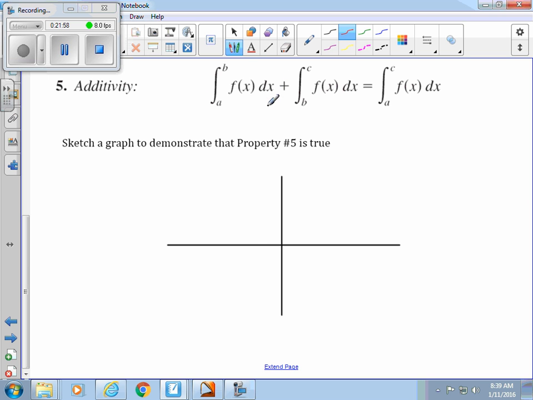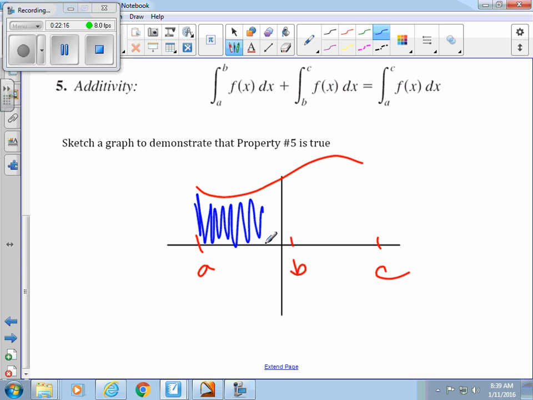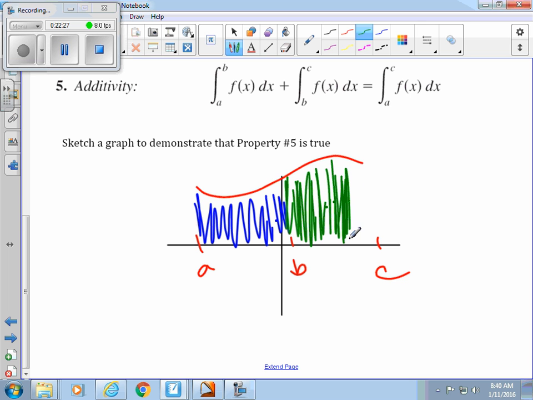Okay, additivity. This one is really important to show you a picture. It makes so much more sense when you see a picture. If I find the area from A to B, and then I find the area from B to C, what should that be the same as? The area from A to C. Makes perfect sense when I draw a picture, doesn't it?